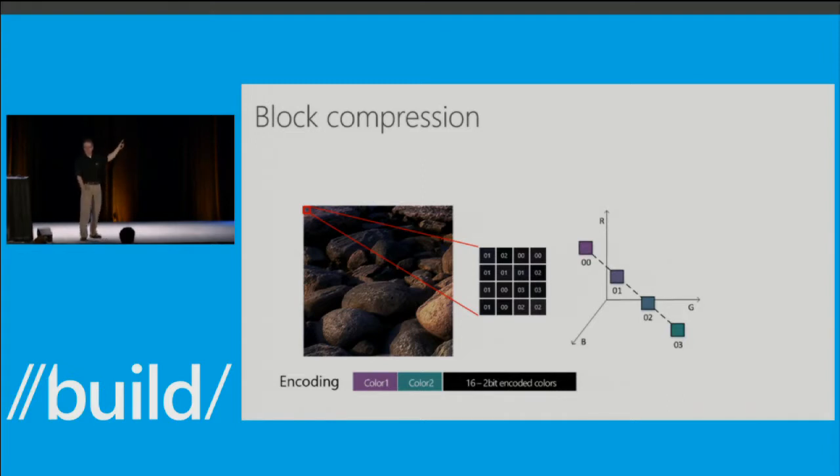Now, if you're looking at this, one of the things to note is if you have 3 discrete colors across that block of 16, you can't represent it accurately, right?